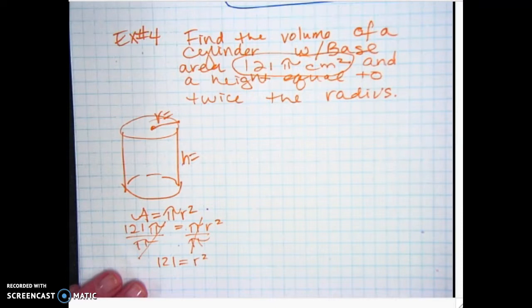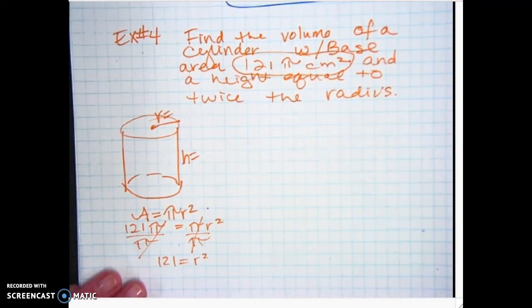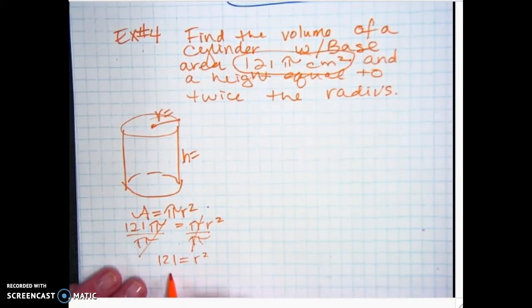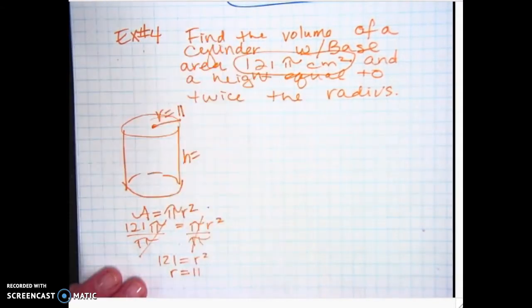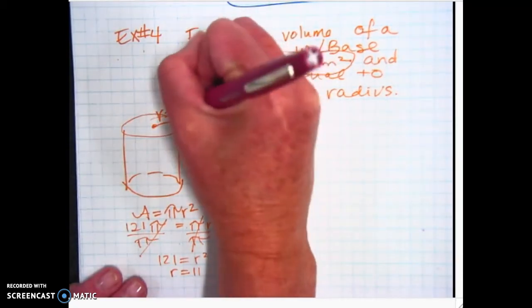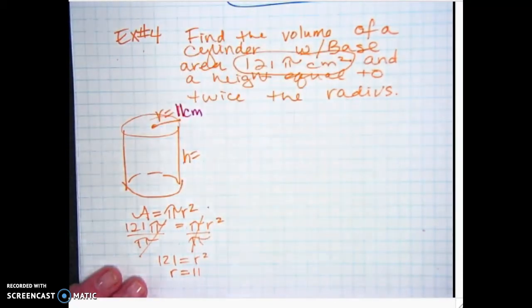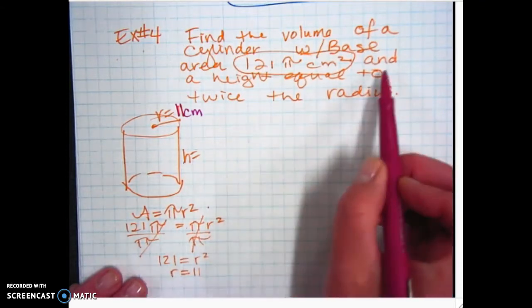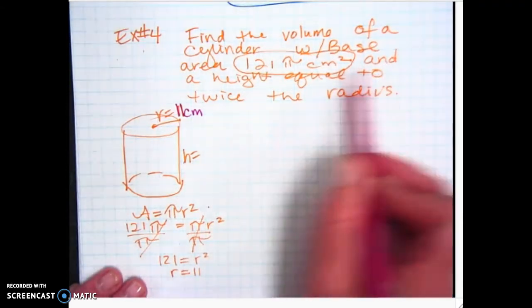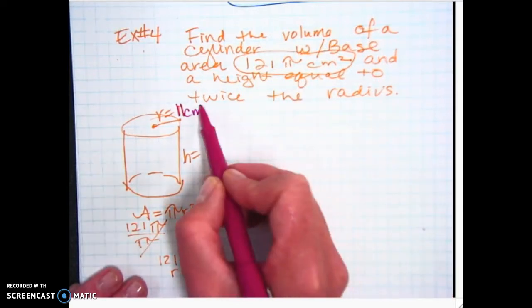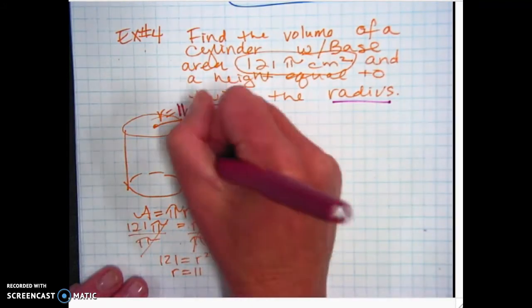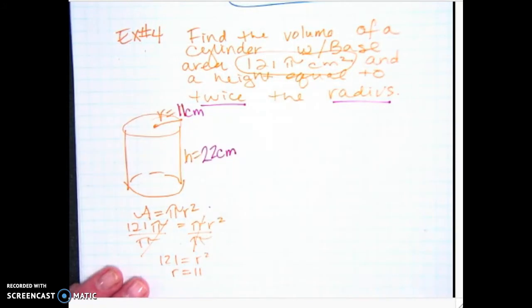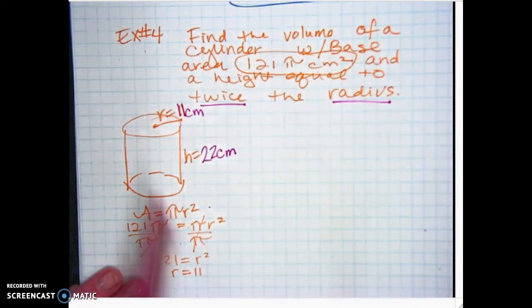So on this one, we do what? Square root, right? The inverse operation of squaring is square root. So we get r equals what? 11. That means the radius is 11. So come up here and fill in 11 centimeters. Okay? Now we just need the height. So we go back to the question, we see that it says, and a height is equal to twice the radius. So what's the height? 22 centimeters. Okay? Because it's twice whatever we got for the radius.